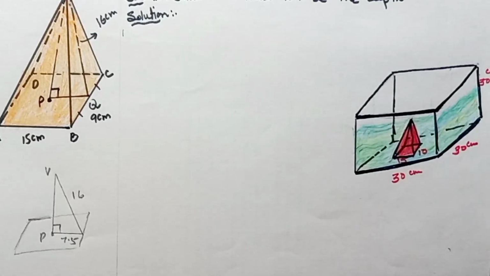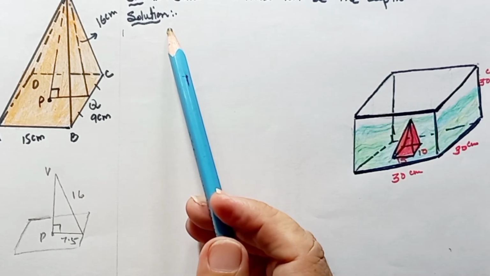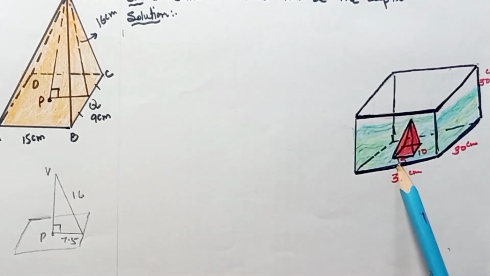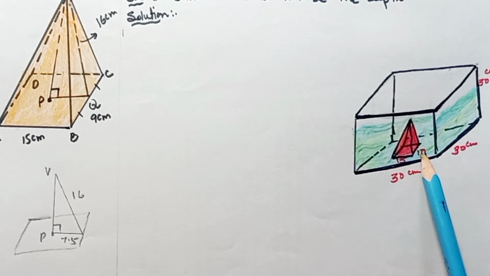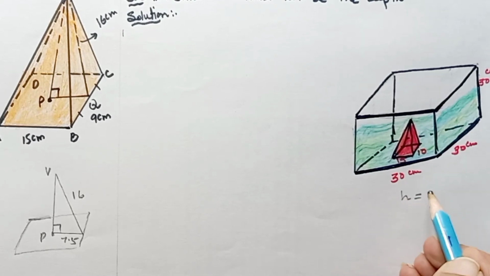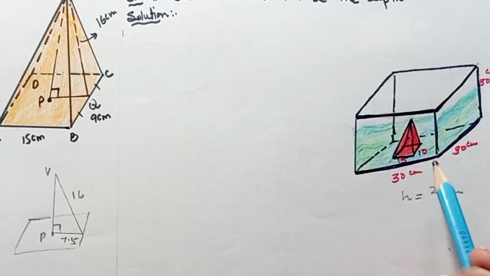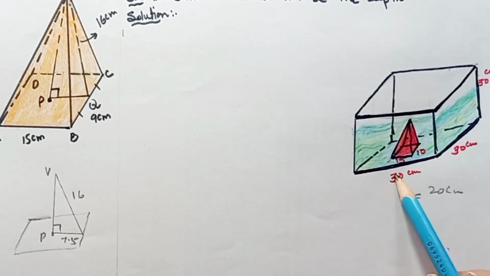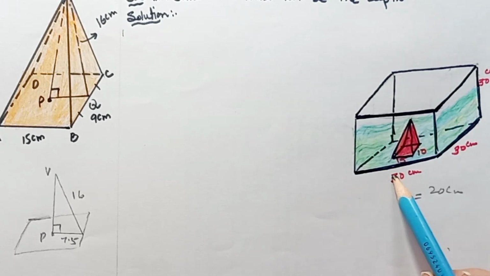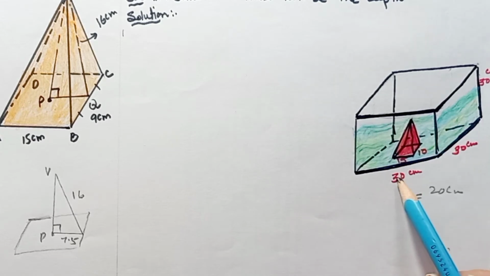Let me read the question from the book. Question 13 says that a solid pyramid has a rectangular base of side 15 by 10 centimeter, and the height of the pyramid is 20 centimeter. It is placed inside the open cubical tank of side 30 centimeters. The tank is then completely filled with water. After completely filling the tank with water, the pyramid is removed. What will be the depth of the remaining water in the tank?